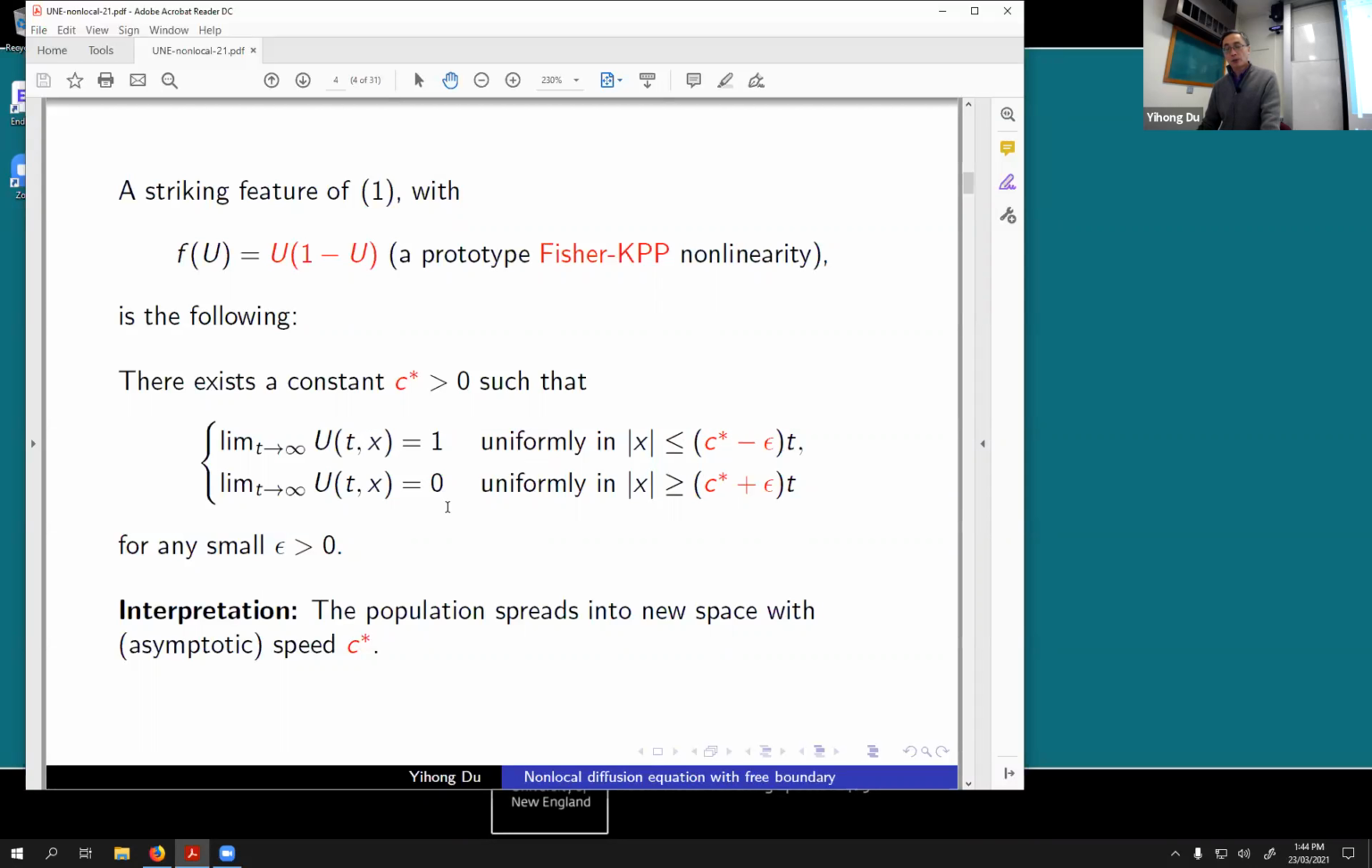So you see the population spread at this speed C star. And how to find C star? Actually, they didn't prove this exactly in those classical papers. This result was proved 40 years later by Aronson and Weinberg, mathematicians at the University of Minnesota. But Fisher and KPP both determined this C star and kind of imagined this would be the property of the solution, but they didn't prove it in that form.